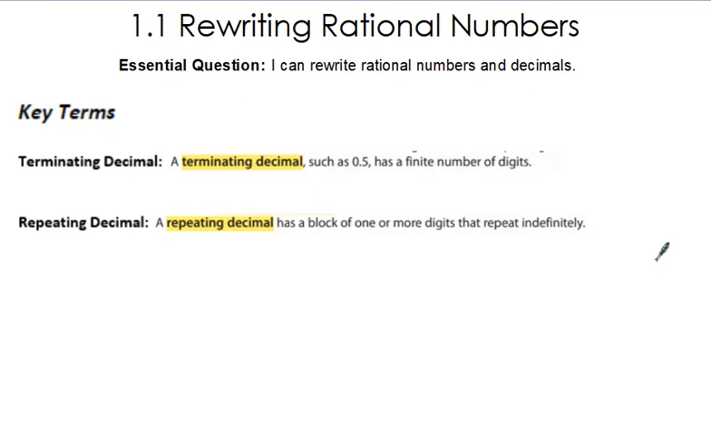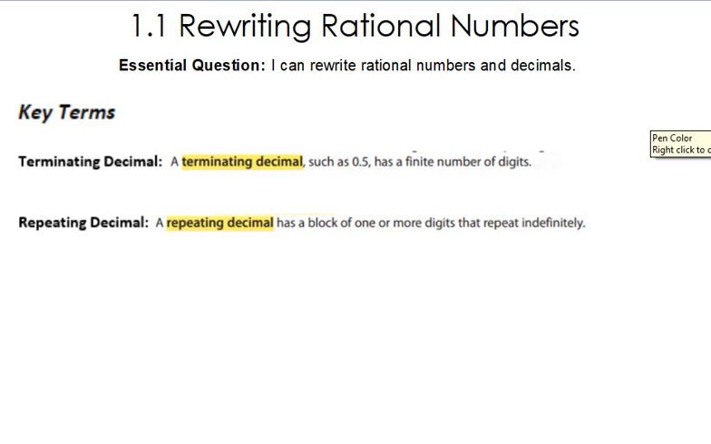All right, 1-1, rewriting rational numbers. So conceptual question, I can rewrite rational numbers and decimals. This is the beginning of your Math 8 book right here. This is where we start. 1-1, this is no more technically review. This is our first Math 8 out of our book standard.